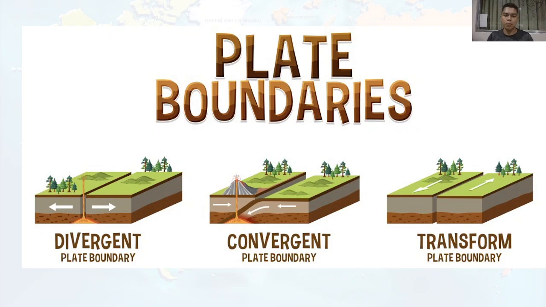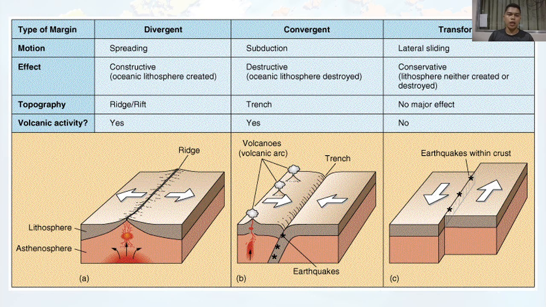There are 3 types of plate boundaries. We have the divergent plate boundary. The plate boundaries depend on the plates' movement. We also have the convergent and the transform plate boundaries. As you can see here, the motion of the divergent is spreading and it is constructive. The oceanic lithosphere is created.